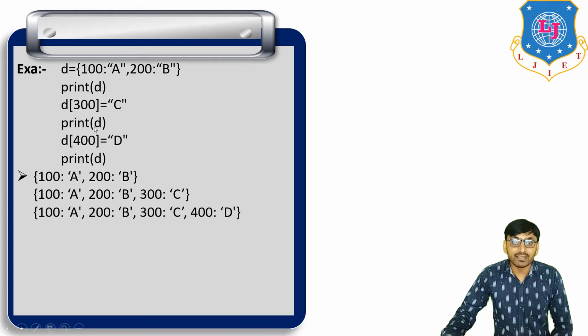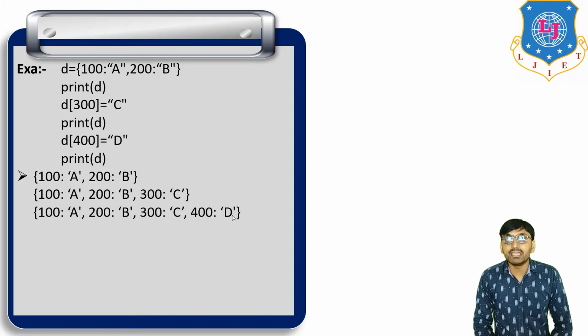Then when we print D, we get 100A, 200B, 300C. Then we add one more key value pair, for example D of 400 is equal to D, and then print D. So we get 100A, 200B, 300C, and 400D. In this way, we add one more key value pair to the dictionary.